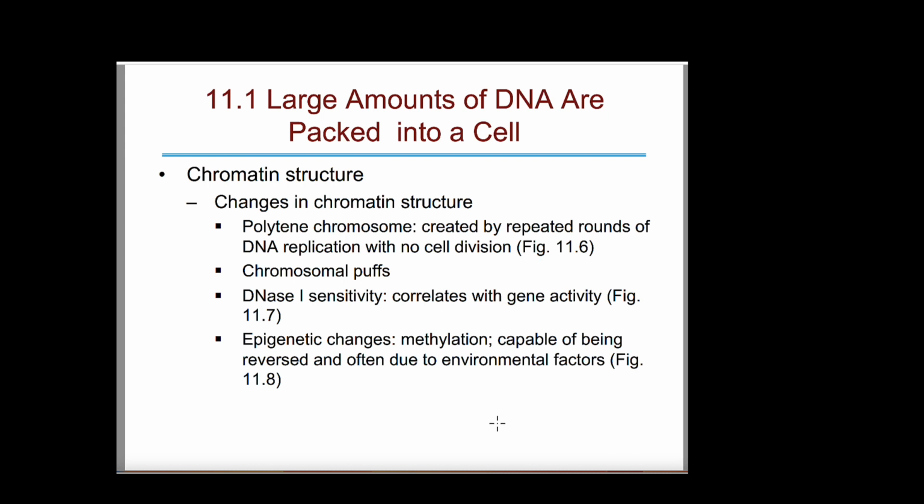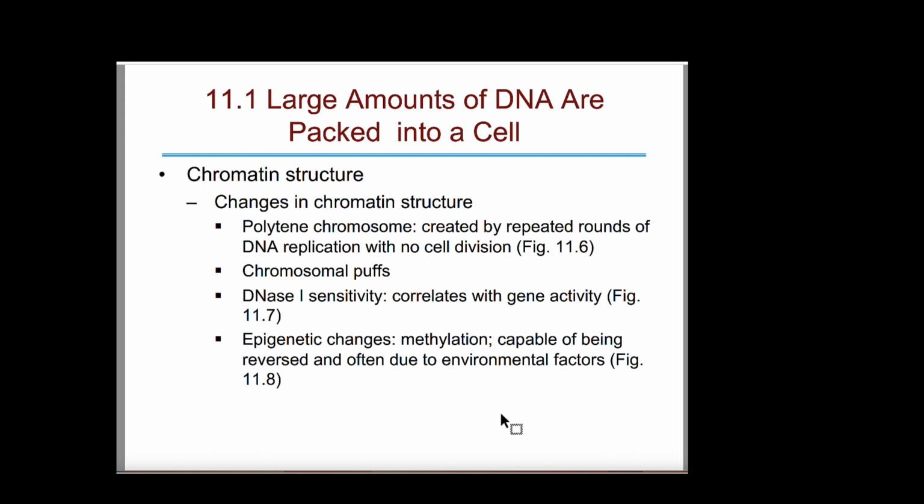All right, so let's go into the chromosome structure, okay, because the chromosome structure changes, right? You have what we call a polytene chromosome, and this is where you have repeated rounds of DNA replication with no cell division. So it forms like this puff, chromosomal puff, okay? And you have an enzyme called DNase 1, DNase 1 sensitivity, and this is where it correlates with what we call gene activity, okay? Gene activity. You see polytene chromosomes in Drosophila and some other organisms, but specifically in Drosophila.